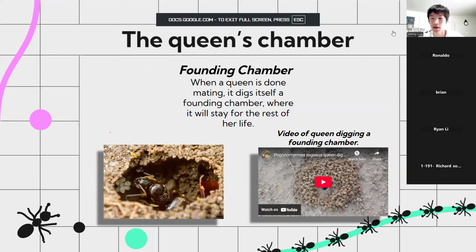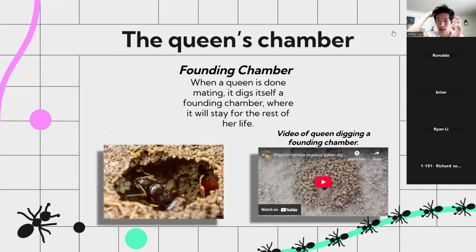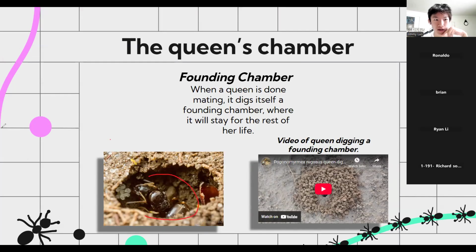Okay, so after the queen is done mating, she digs herself a founding chamber where she stays for the rest of her life to make babies. So this is a Lasius emarginatus queen, like a black garden ant queen, and she has this little batch of babies over here, right?